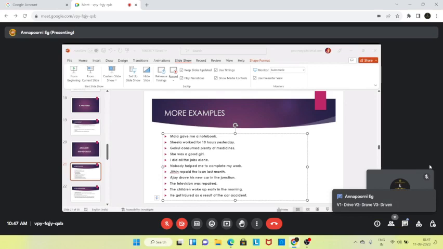Please check the chat box. I have given it in detail. There are some verbs which have V1 and V3 the same.